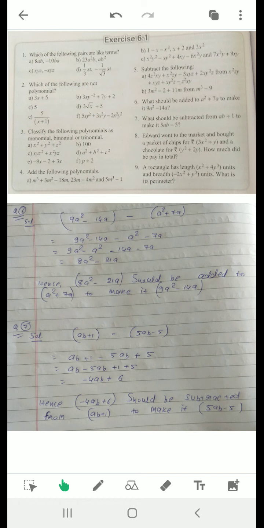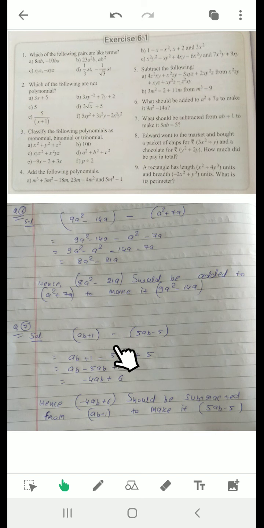What should be subtracted from 100 to get 80? 20 should be subtracted. How did we get 20? 100 minus 80. From the first number, we are subtracting the second number. So here also, from the first polynomial, I will subtract the second polynomial. I will write the first polynomial at the first position and subtract the second polynomial. So first minus second polynomial: ab plus 1 minus (5ab minus 5).